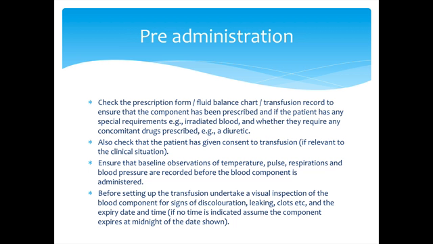So pre-administration checks: check the prescription form, check the fluid balance chart, and check the transfusion record to make sure that the component that you've prescribed is correct, and if the patient has any of these special requirements. And then also you might need to think about, well, are they in heart failure, or is there a risk of pulmonary edema, and should I actually prescribe a little bit of furosemide with, say, the second or the third unit. Also check that the patient's given consent and ensure that baseline obs are recorded.